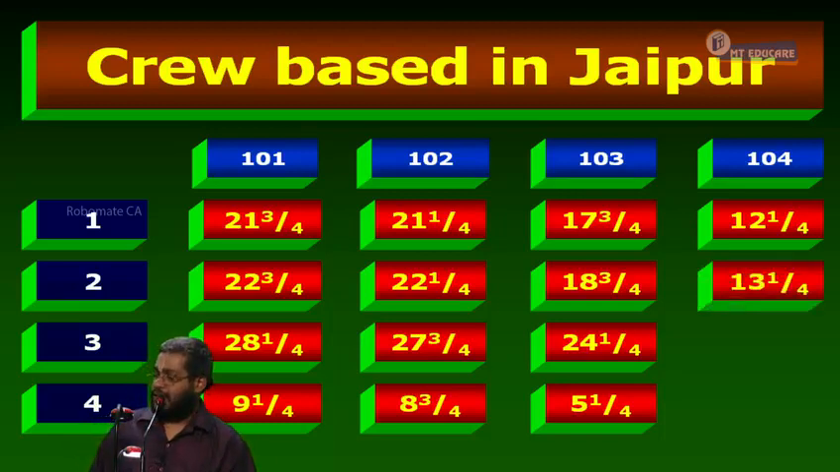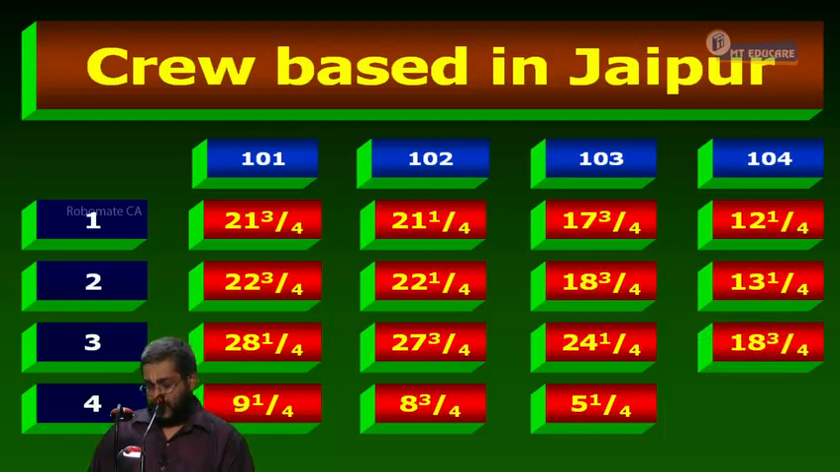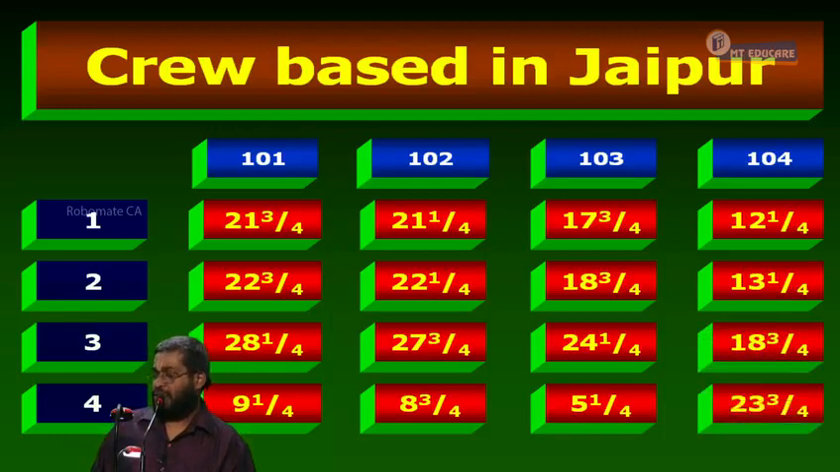Evening 6:45 to morning 8 o'clock. What the time? 13, 1 by 4. Evening 6:45 to next day 1:30 afternoon. What the layover time? 18, 3 by 4. Evening 6:45 to next day evening 6:30, how many hours? 23, 3 by 4. This is regarding the crew based in Jaipur.